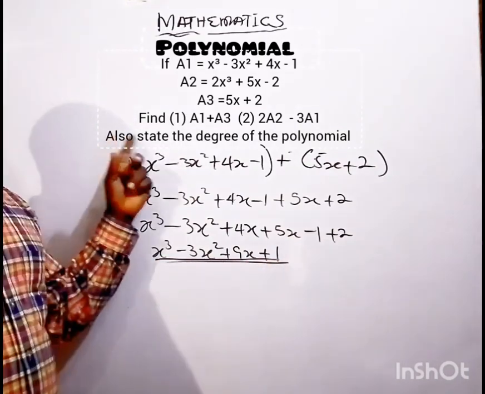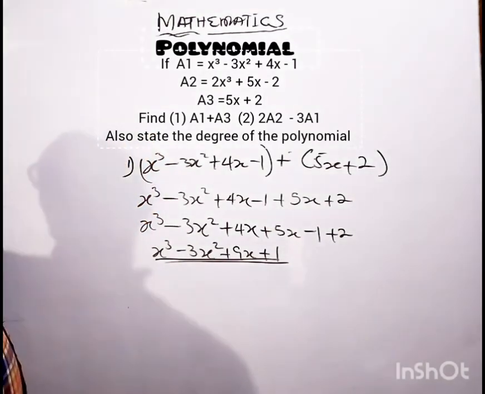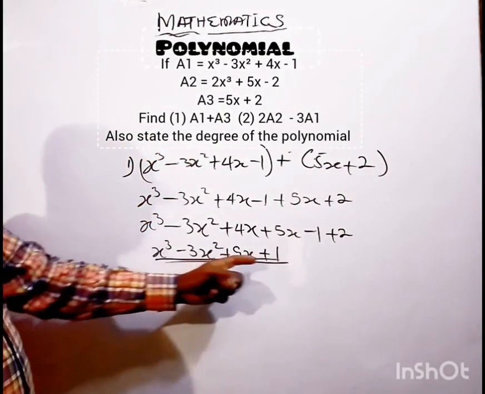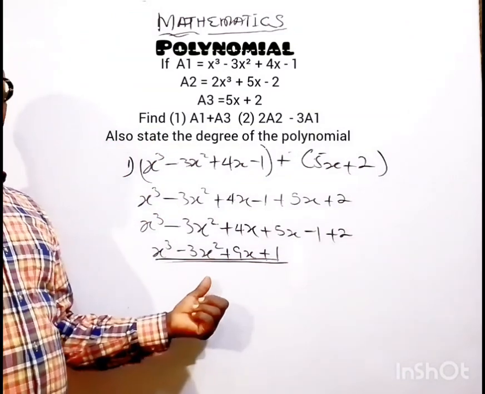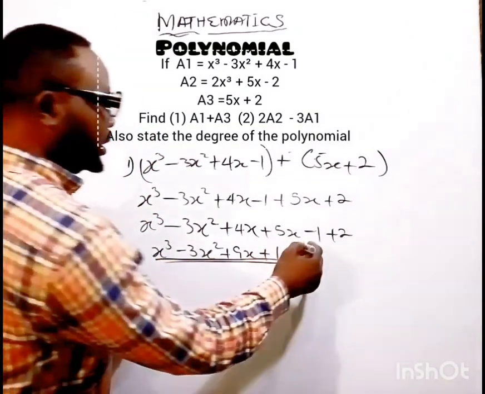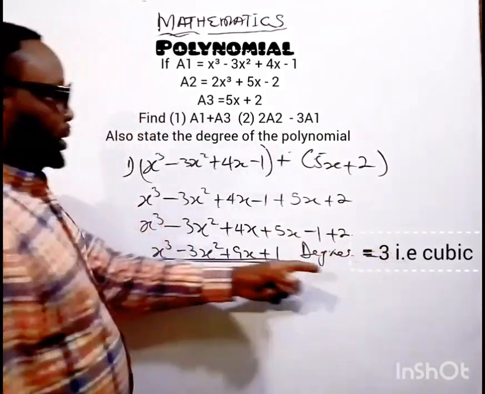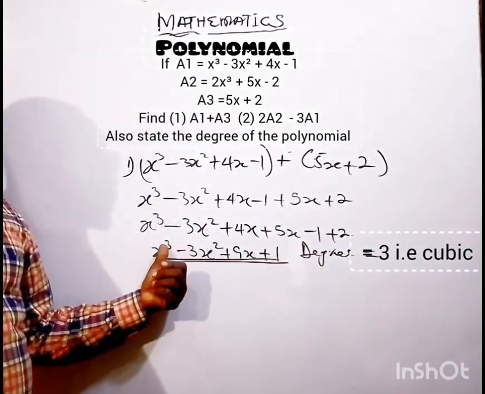That is the addition of A1 plus A3. Now, we are asked to also provide the order of the degree of the polynomial. The degree of this polynomial is cubic degree.